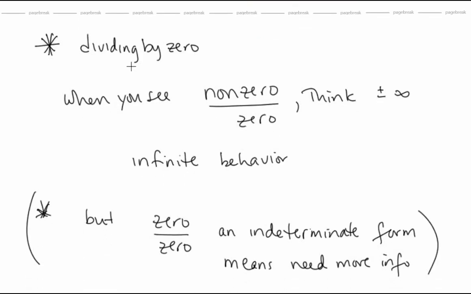But just keep in mind that if you see 0 over 0, this is an indeterminate form, and it means that we need more information. So don't automatically assume this is going to be infinite. That's not always true. But definitely when you see non-zero over 0, you should be thinking about infinite behavior. This is going to be a limit that's going to be positive or negative infinity from either side. And we'll see more about that in the next couple of lessons, and certainly throughout the rest of the calculus series.